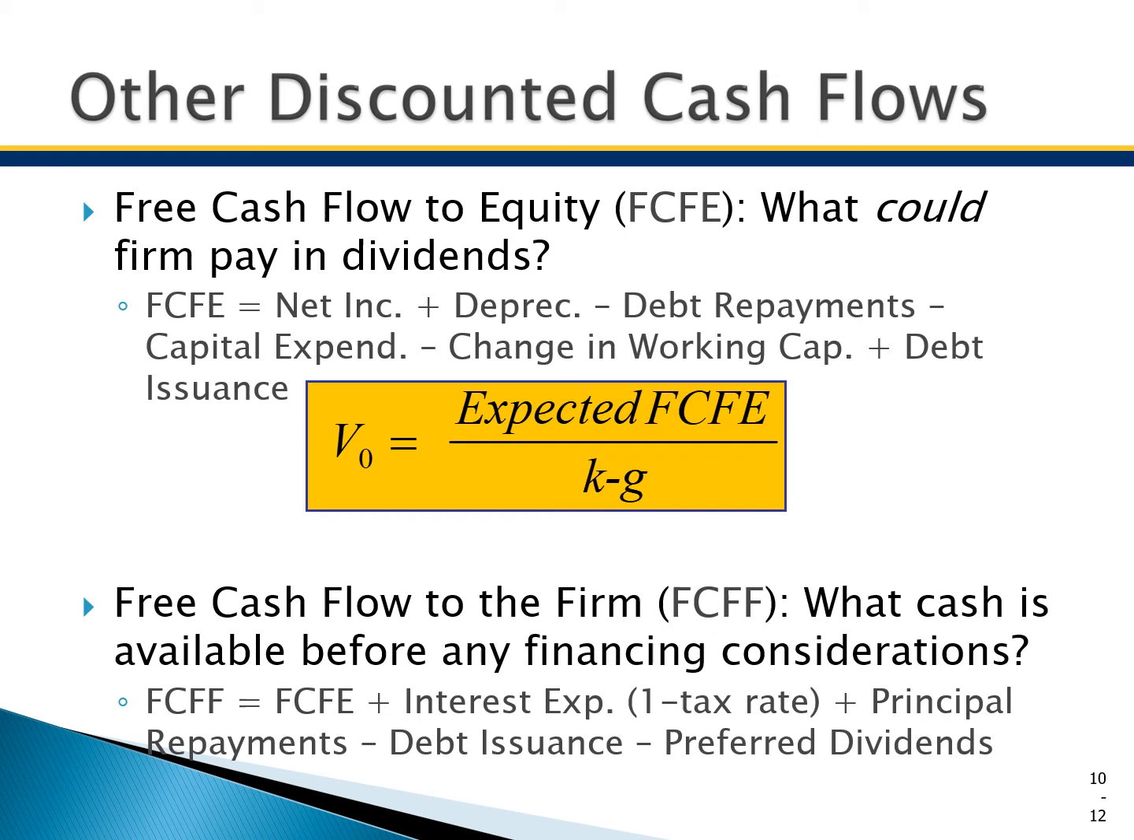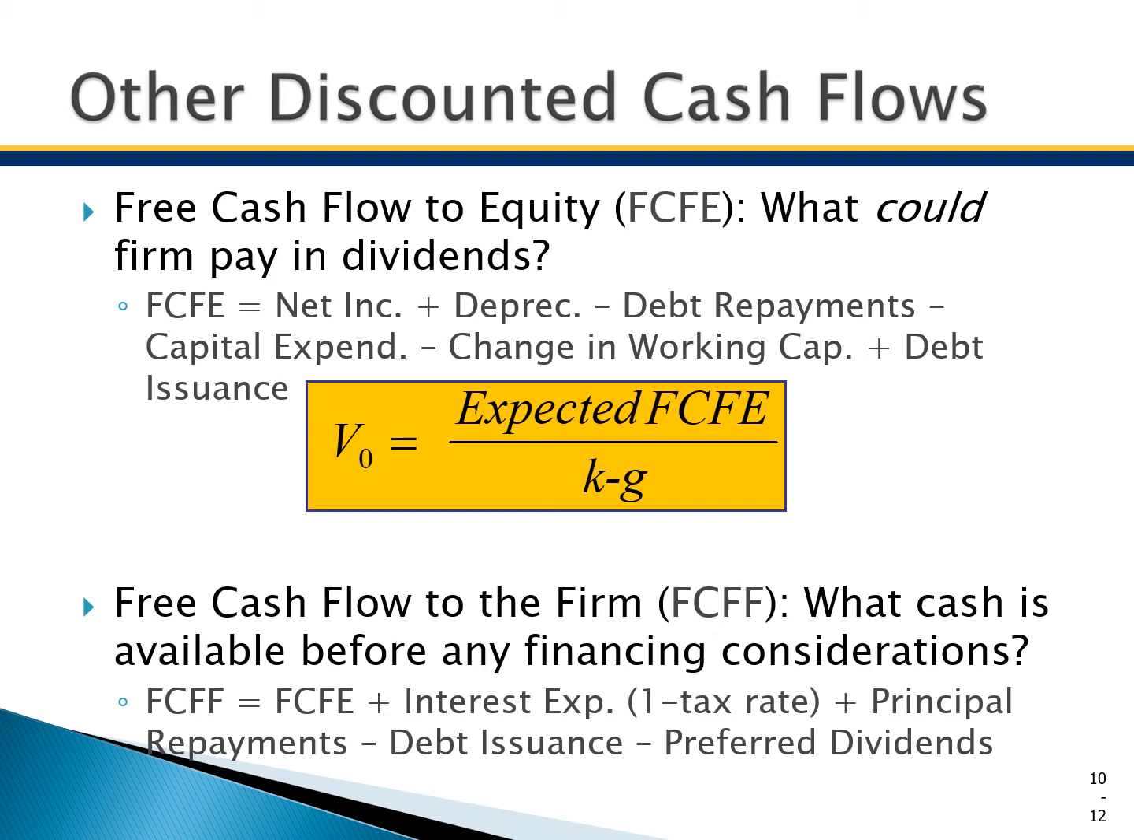K is the expected return on equity, and G is the growth rate. So it will give us the value of all the free cash flows to equity, and we will determine the value of all these free cash flows to equity as of today. So it will help to determine the value of all these free cash flows to equity.